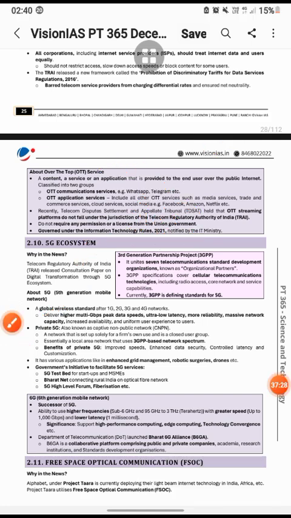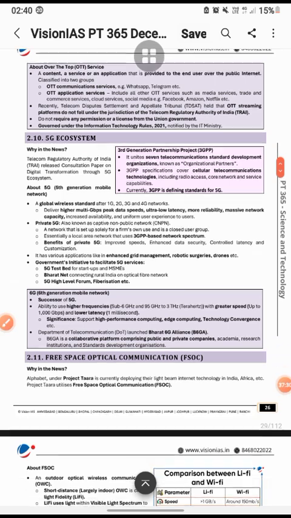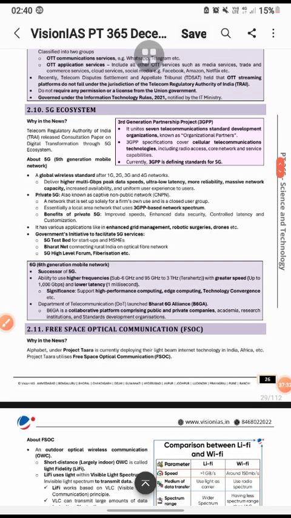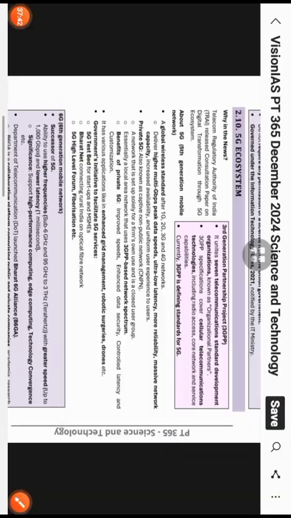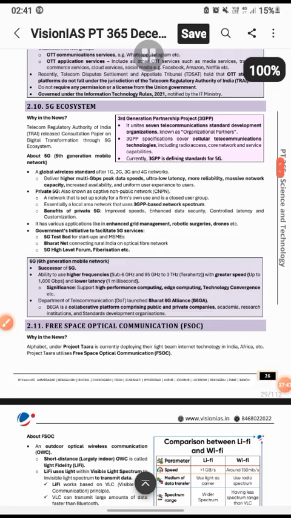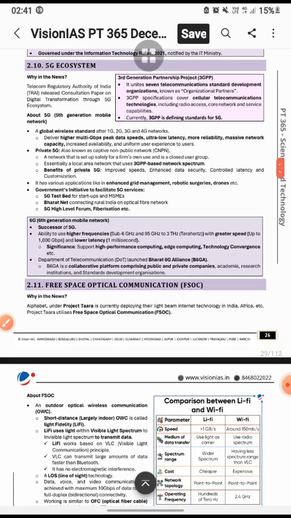5G is to give MSMEs BharatNet connectivity to rural India through optical fiber. 5G is the level platform for fiberization, and 6G offers higher frequency, greater speed and lower latency. 6G is aimed at high performance computing and edge computing, and the Bharat 6G Alliance is a collaborating platform for public and private companies.